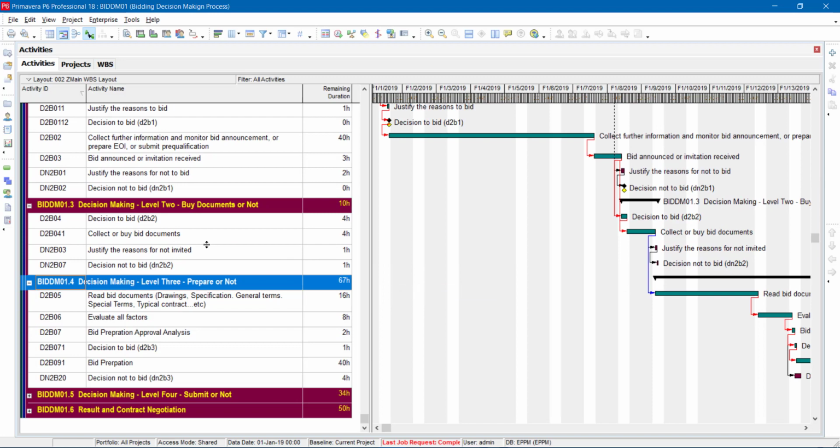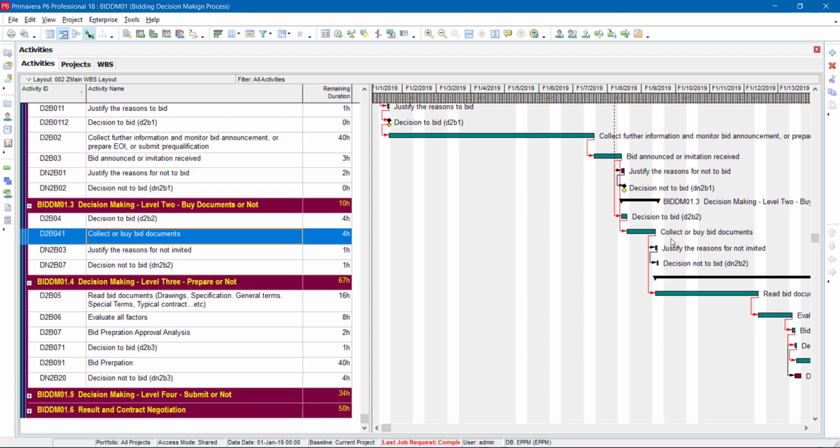Here, after you buy the documents, you might have a result that you are not invited, and you need to give the justification, the decision not to bid, and why. This is the decision not to bid.